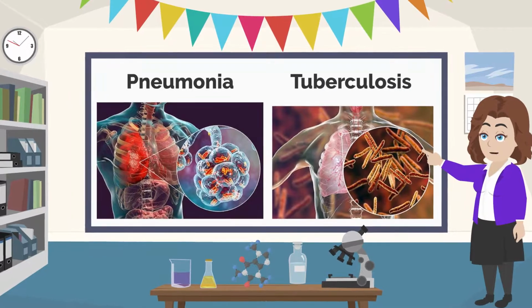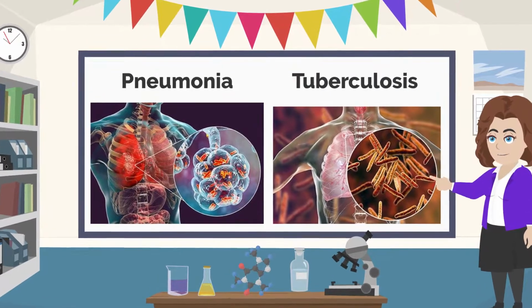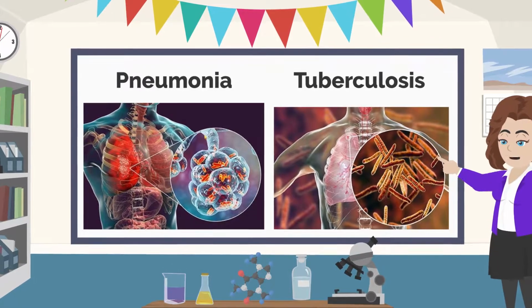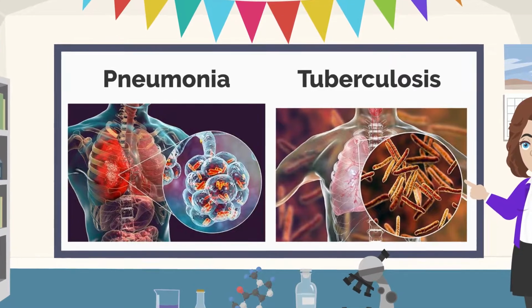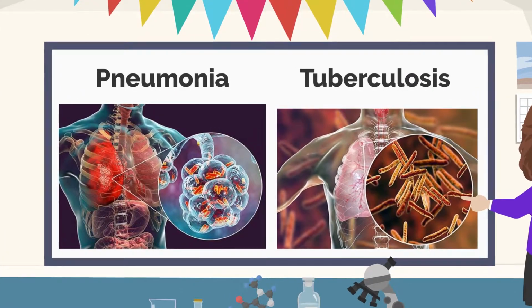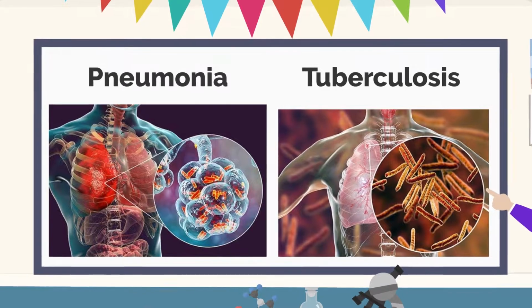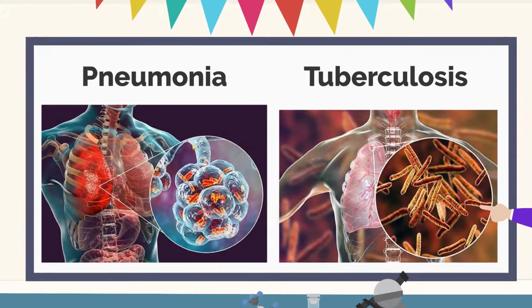Pneumonia is an infection of one or both of the lungs caused by bacteria, viruses, or fungi. It is a serious infection in which the air sacs fill with pus and other liquid. Tuberculosis, TB, is a potentially serious infectious disease that mainly affects the lungs. The bacteria that cause tuberculosis are spread from person to person through tiny droplets released into the air via coughs and sneezes.